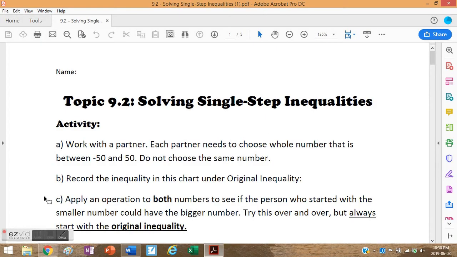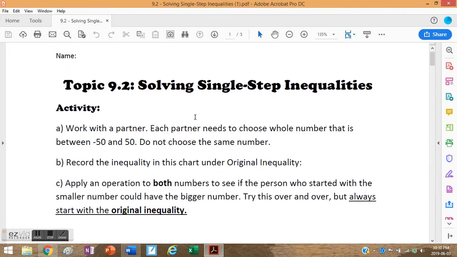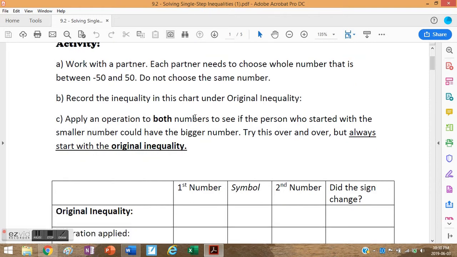Going to start here. Excuse me. I'm going to start with this quick activity here. This is something you can do with a partner or even a group of 3. I'll give an example here.